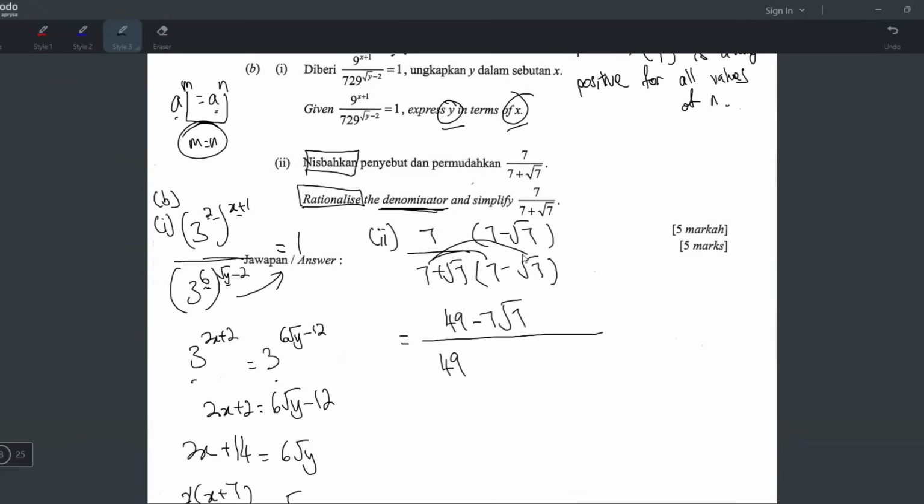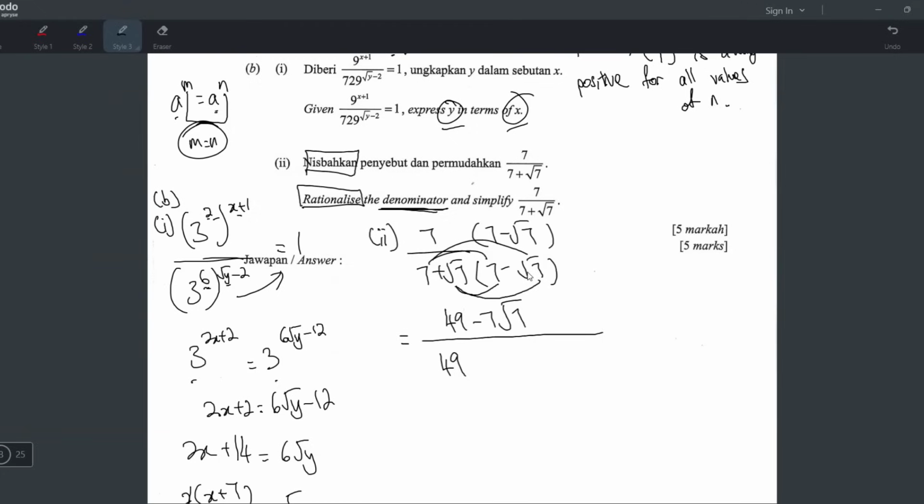Okay, 7 times negative square root 7, that one you don't have to write. Because 7 times negative square root 7 is negative 7 square root 7. And then the next one is square root 7 times 7, which is positive 7 square root 7. So it becomes negative 7 square root 7 plus 7 square root 7. So they cut already, so we can skip. That's why I said no need to write. Because they cancel already, becomes 0 already. So you just skip to the last one.